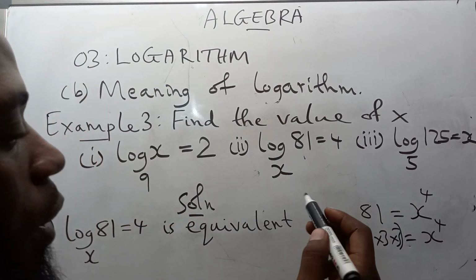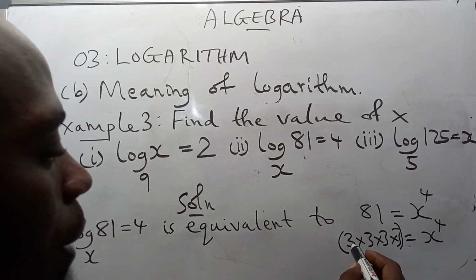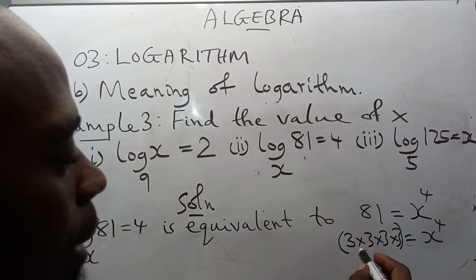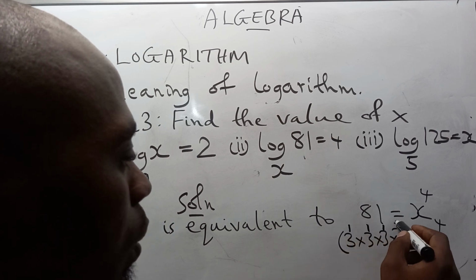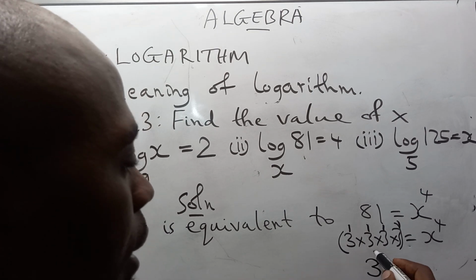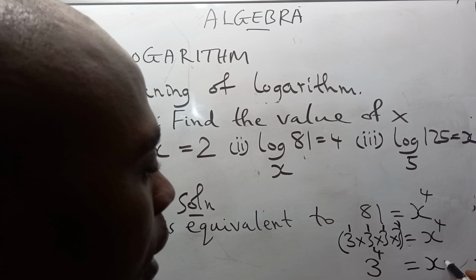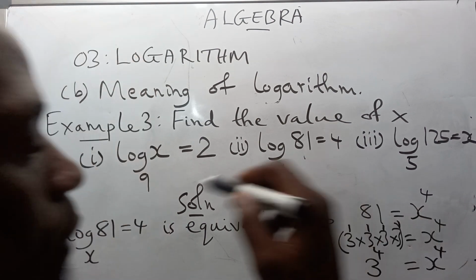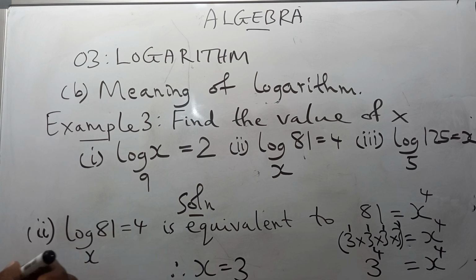According to the product rule of exponents, when we multiply two or more numbers with the same base, we add their exponents. Here there is 1, 1, 1, 1. On the left hand side we have 3 raised to the power of 4, and on the right hand side we have x raised to the power of 4. As long as the powers are equal, then the bases are equal. Therefore, the value of x is 3.